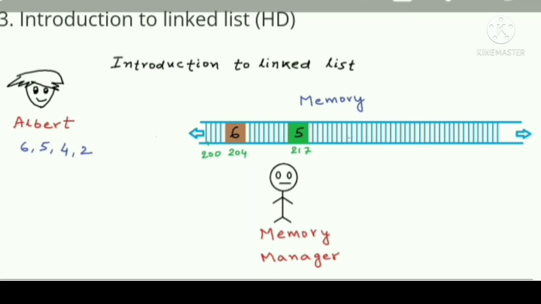So let's say he gets these 2 blocks at address 232 and 242 respectively for numbers 4 and 2. So as you can see, when Albert makes separate requests for each integer, instead of getting one contiguous block of memory, he gets these disjoint, non-contiguous blocks of memory. So we need to store some more information here. We need to store the information that this is the first element in the list and this is the second element in this list. So we need to link these blocks together somehow.